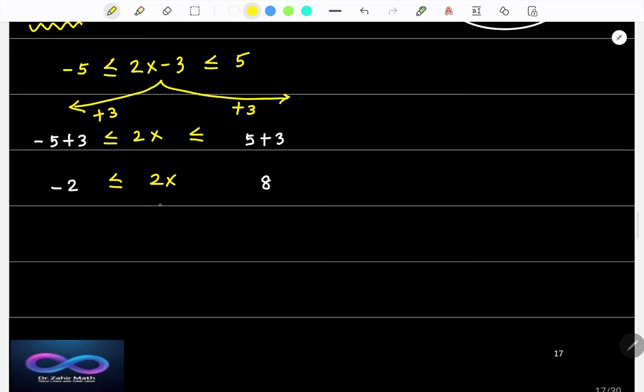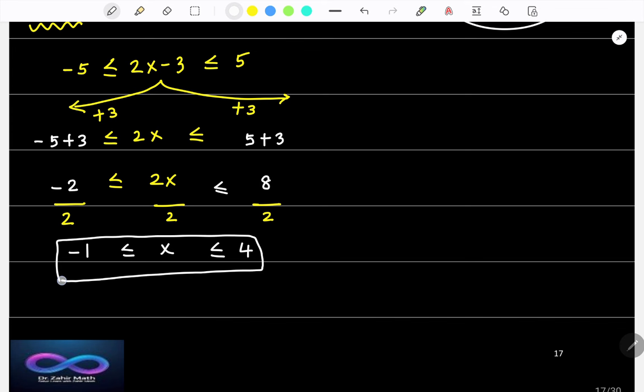So what am I going to do? I'm going to divide by 2, divide by 2, divide by 2. So which is minus 1 less than or equal to x less than or equal to what? 4. So minus 1 less than or equal to x less than or equal to 4. So this is my answer.